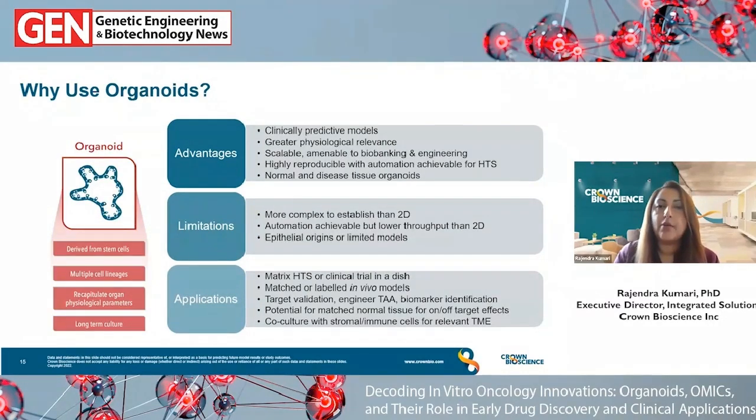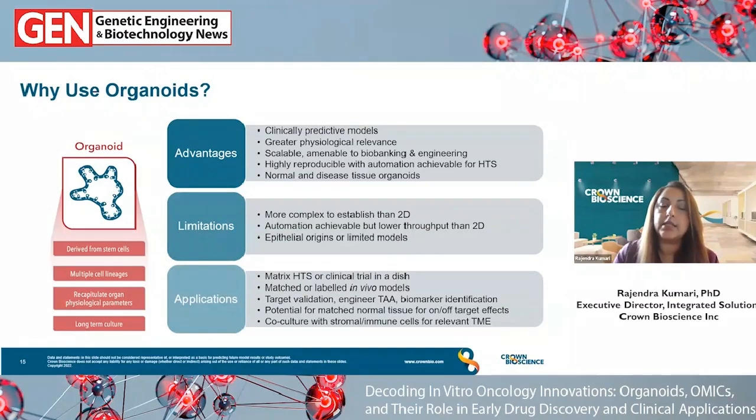So for organoids, hopefully you can see that there are many advantages over the other systems because they are clinically predictive, derived directly from the patient material. So they preserve the key features of the originating tissue. And like 2D cell lines, they're very scalable and they can be biobanked and used over and over again. And because they're reproducible and easy to use, they can be automated and used in high throughput screening.